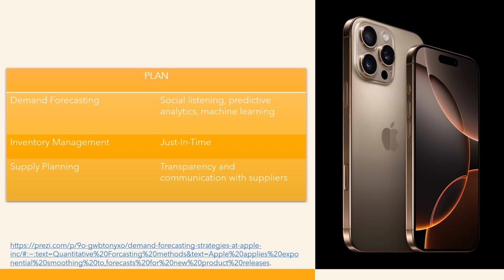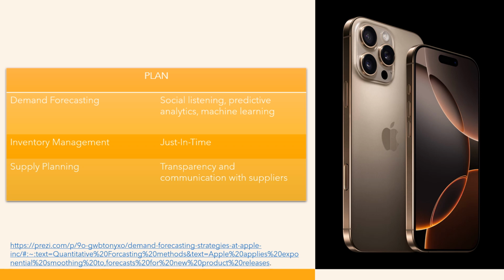According to the article Demand Forecasting Strategies at Apple Inc. by Prezi, Apple uses techniques like moving averages and regression analysis to identify demand patterns. Apple also integrates predictive analytics and machine learning algorithms to analyze big data. These models process historical sales data and external factors, continuously learning and adapting to deliver highly accurate forecasts even in unpredictable market conditions.